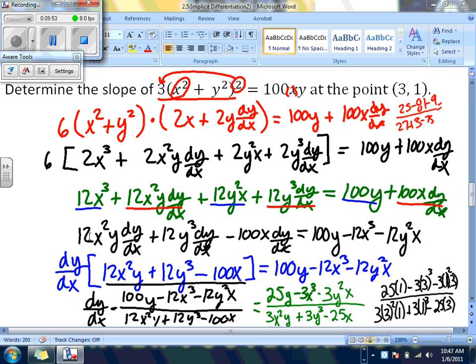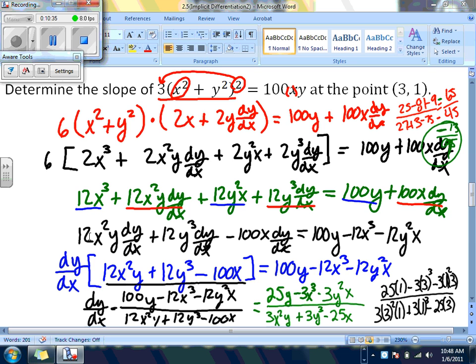So on top, negative 81 plus a negative 9 is negative 90. Negative 90 plus 25 is negative 65. And then on the bottom, I'm at negative 45. So I have positive 30 minus 75, which is negative 45. And I can reduce that. I can take a 5 out of both of those. And my answer, when I reduce this, negative 65 over 45 is going to be negative 13 over 9. Negative 13 over 9 is the answer.